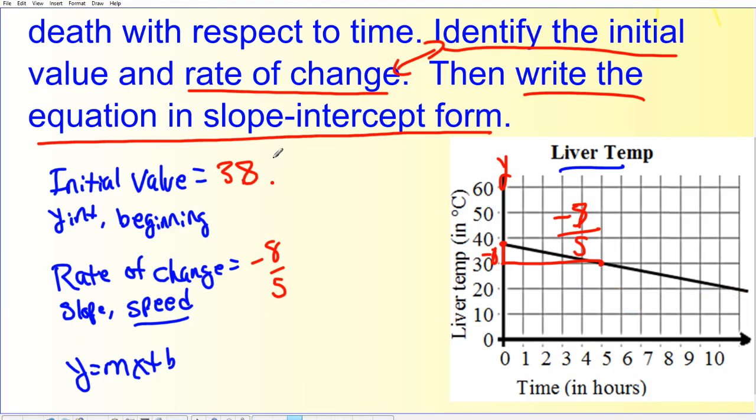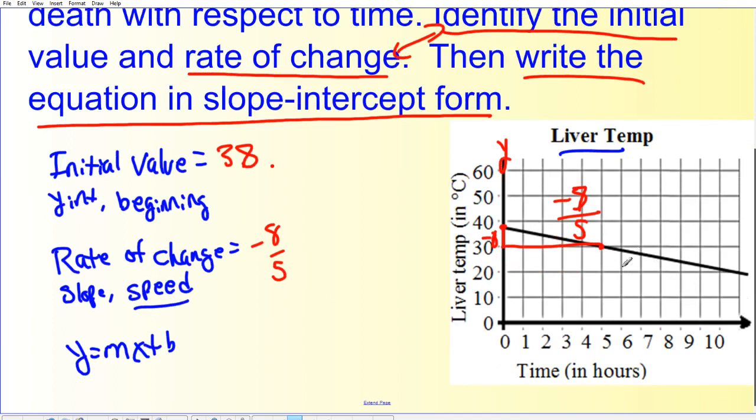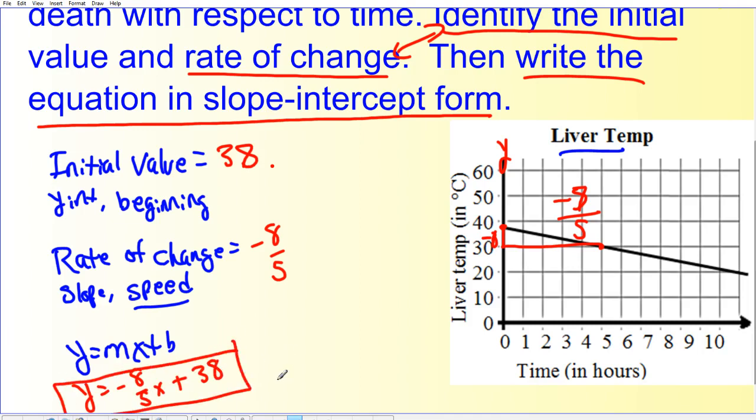So I've got my initial value, and I've got my rate of change. I got both of those things from just looking at the picture. So the equation of this line right here would be y equals negative 8/5 x plus 38. That would be the equation that a coroner would use to determine the time of death of a body that they find.